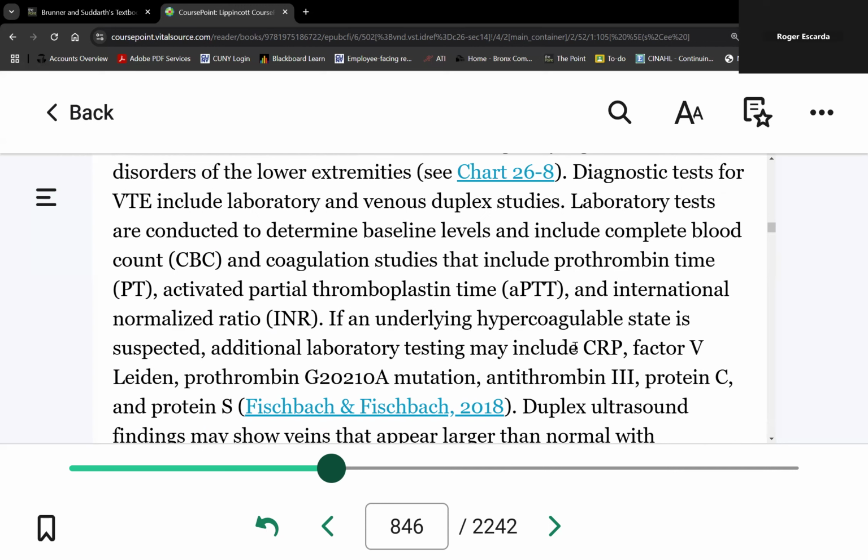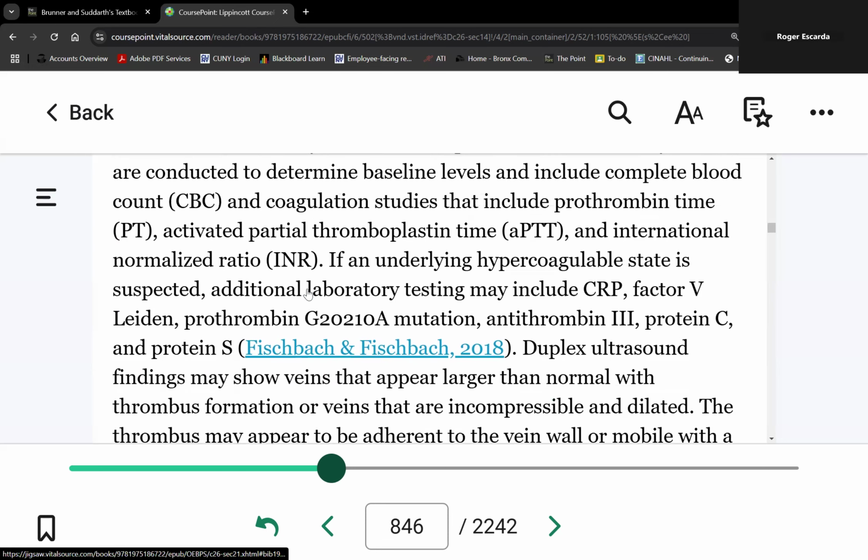Other tests will be, of course, your bleeding times, because we need to establish your baseline bleeding time before we put you on anticoagulants. We also want to establish your CBC, because platelets need to be established, as well as your hemoglobin and hematocrit. In the case of heparin, we need to see whether you're developing HIT. Remember HIT? Complication of heparin. And in the case of warfarin, we draw PT-INR.